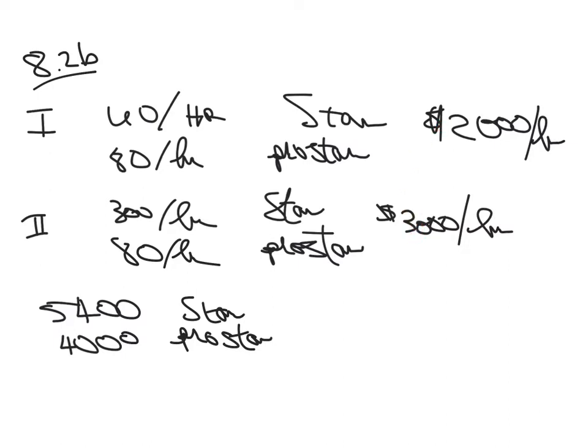So what we're trying to do is figure out how many from each plant we should make in order to have it cost the plants the least amount of money to make the product. Okay, the less it costs them to make the product, the more money they're going to end up making. So we're trying to make 5,400 Star models and 4,000 Pro Star. All right, so let's see what we've got here.